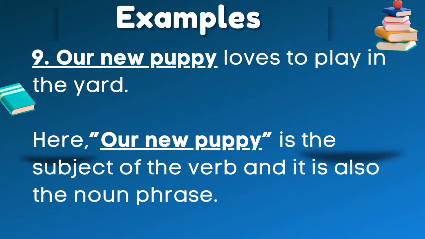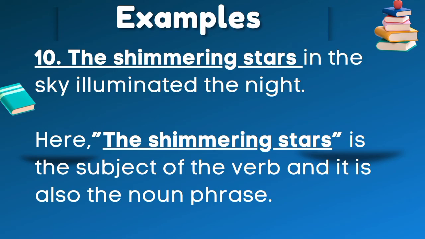And the last example, the shining stars in the sky illuminated the night. So the noun phrase in that sentence is the shining stars in the sky. That is the noun phrase, and it's also functioning as the subject of the verb.